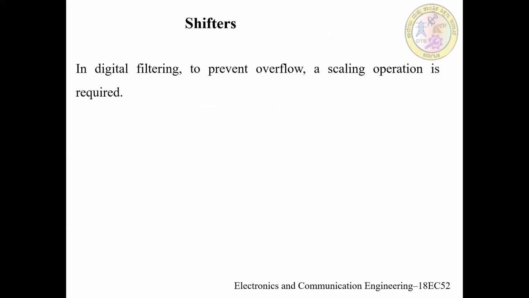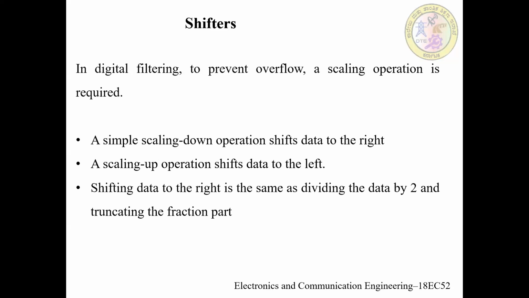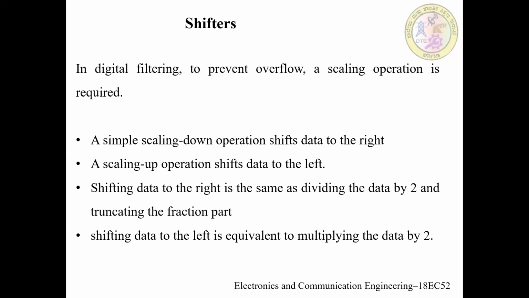If we come to shifters, in digital filtering, to prevent overflow, what do we have to do? We have to scale. So a scaling operation is required. A simple scaling down operation shifts data to the right. A scaling up operation shifts data to the left. Shifting data to the right is the same as dividing the data by 2 and truncating the fractional part. Shifting data to the left is equivalent to multiplying the data by 2.